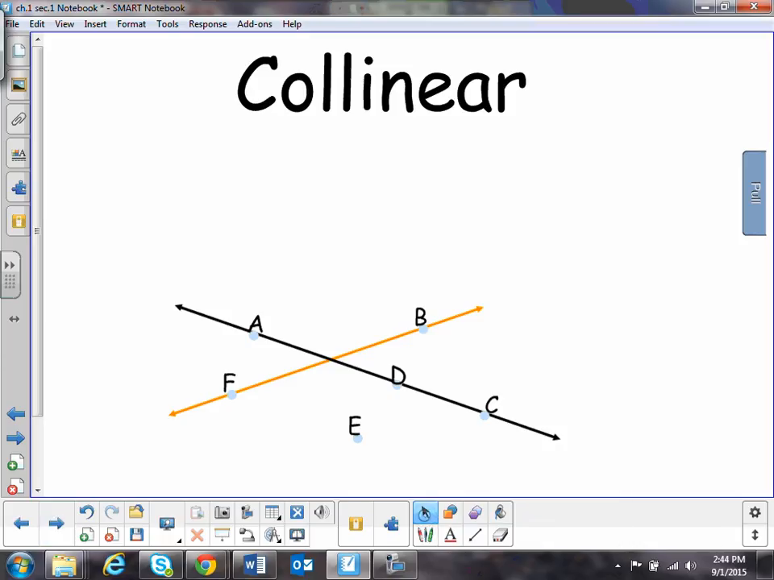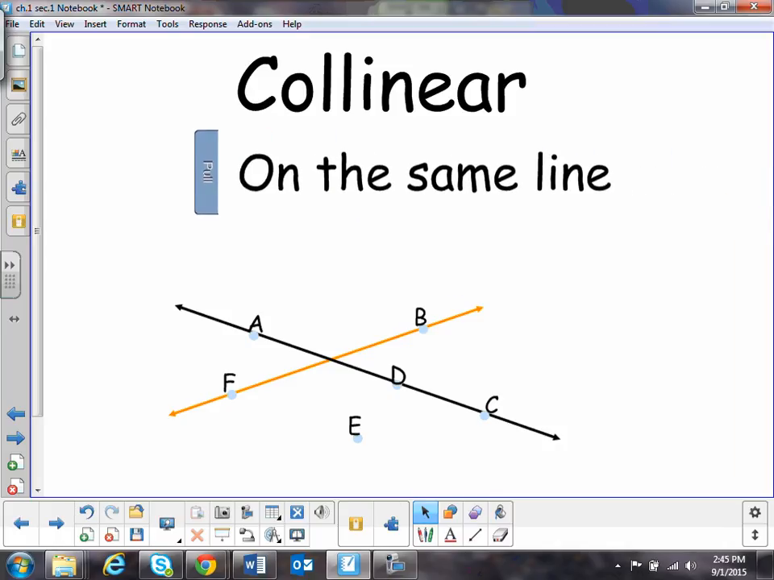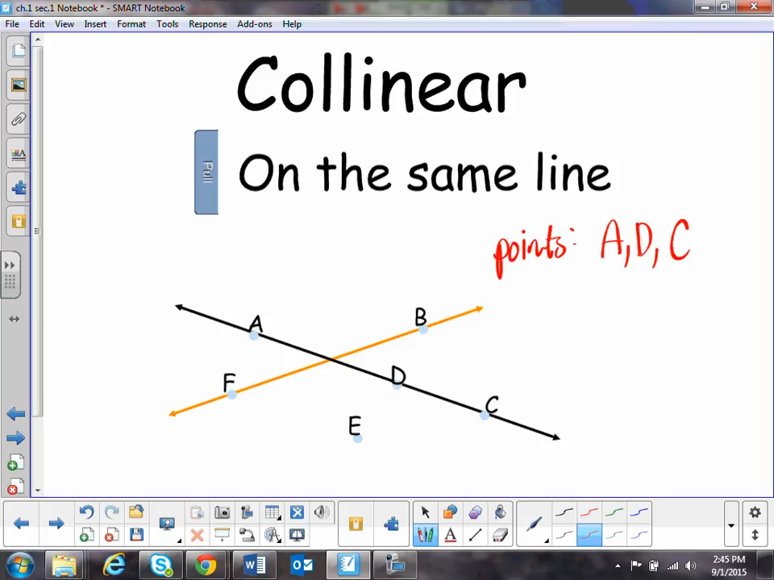Collinear, I just mentioned it in the last slide, or I mentioned non-collinear. So here's what collinear means. All it means is on the same line. So you have all these points here. We're just going to name some collinear points. So this set of points that are collinear would be A, B, and C. That's a set of collinear points. Another set of collinear points are D and F, because those groups are on the same line.